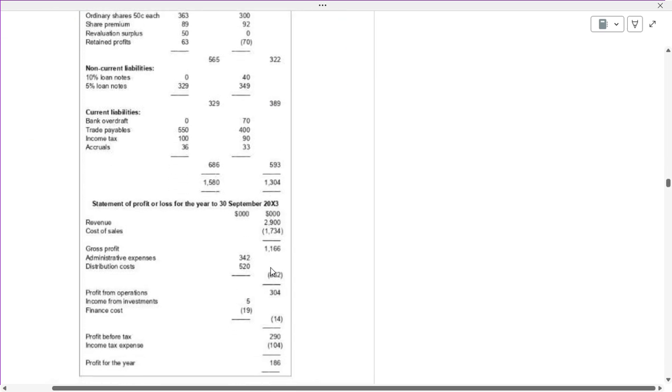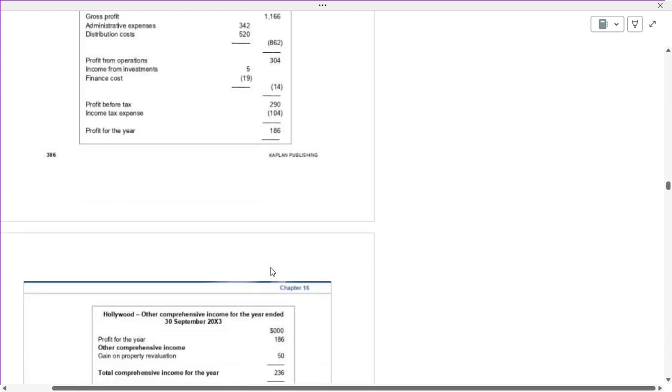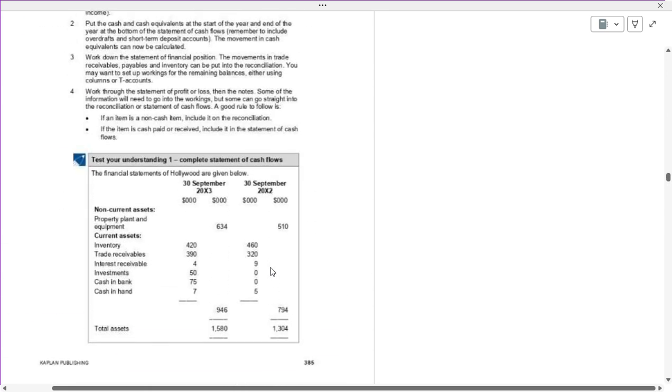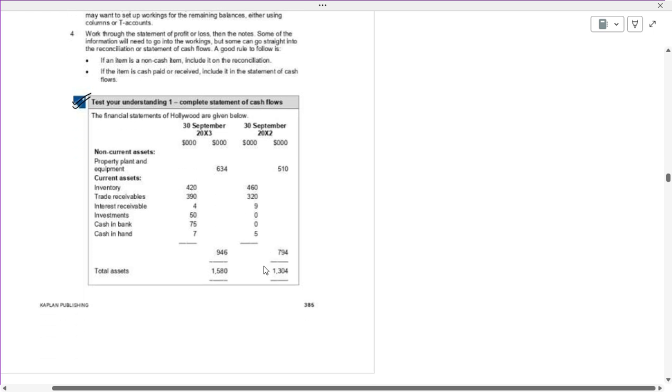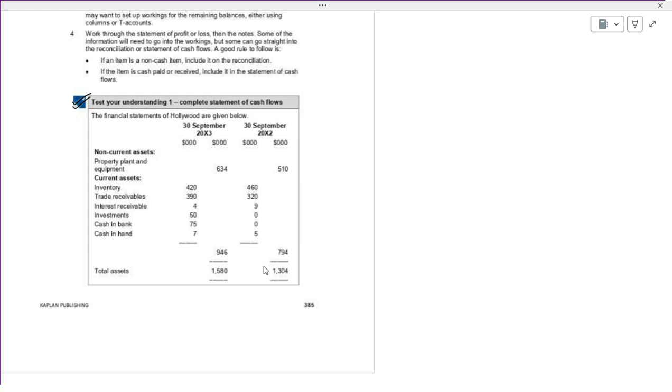Now, what we will do is test your understanding one. We will not do the illustration. We are doing the complete question, and it doesn't say that this much is there. In the examination, they will ask only an extract of the question.